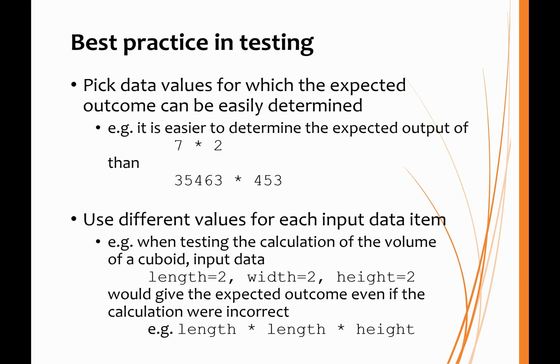When picking data values for a test, we should use numbers that are easy to work out the result. For example, 7 times 2 is much easier to work out than this calculation here. It's also a good idea to use different values for each input data item, because that will help to identify problems in the code that we're testing.